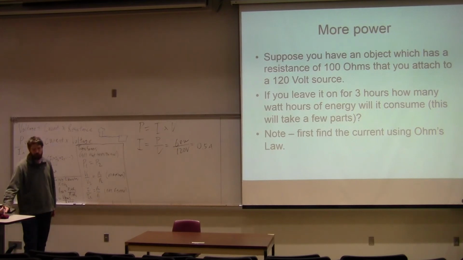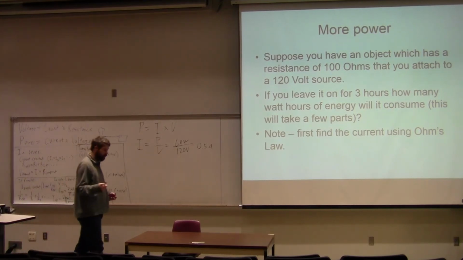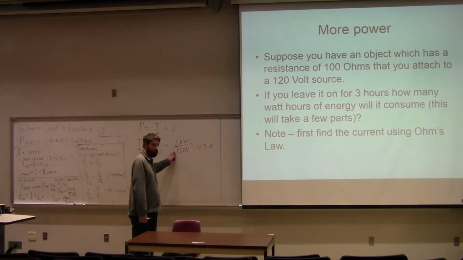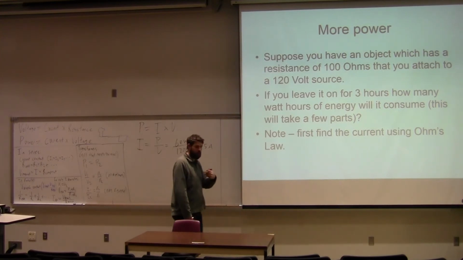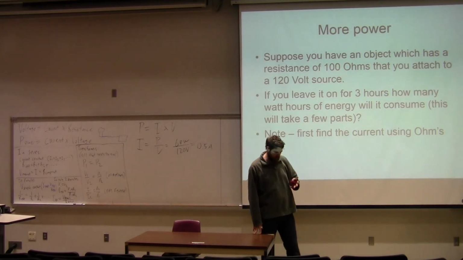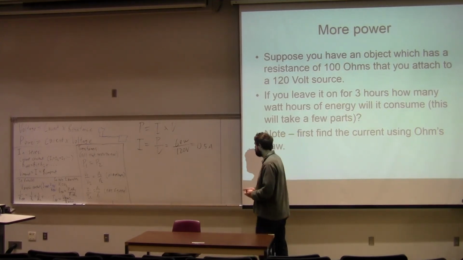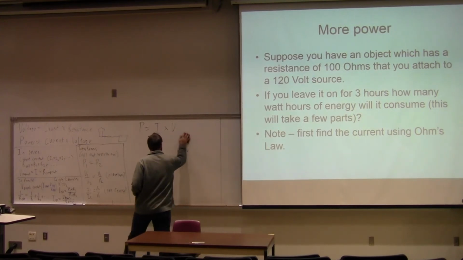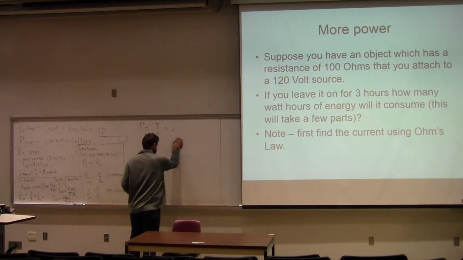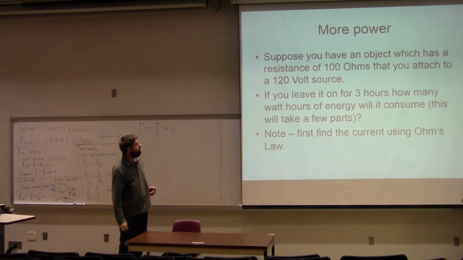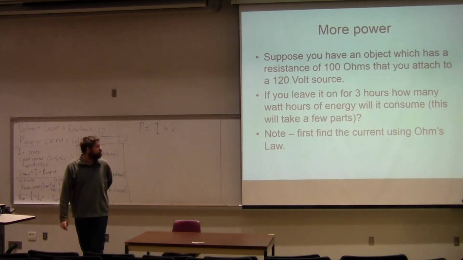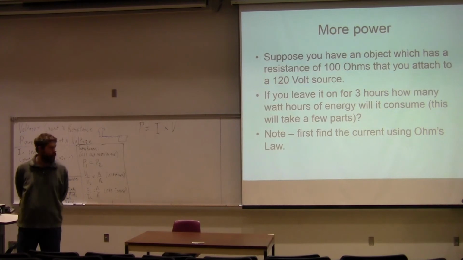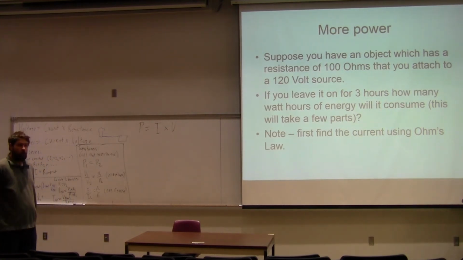Now, here's a two-part problem. A lot of times in this class, I gave you level 1 questions. This one's a level 2 question because it's a two-parter, and the two parts are pretty straightforward. Imagine you have a resistor with a resistance of 100 ohms, and you put it on a 120 volt source. You leave this on for 3 hours. How much energy will you consume?